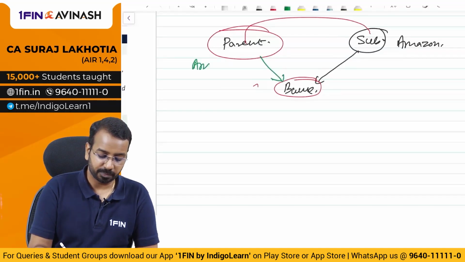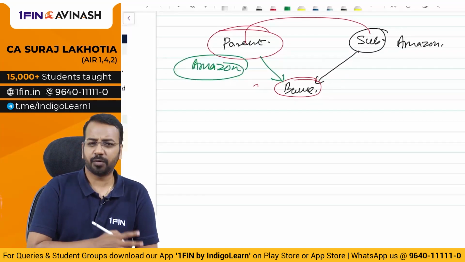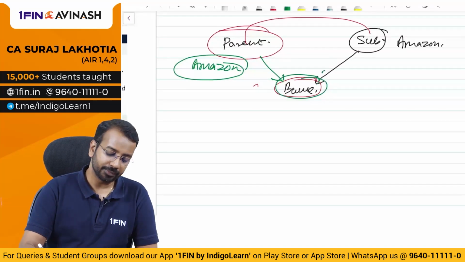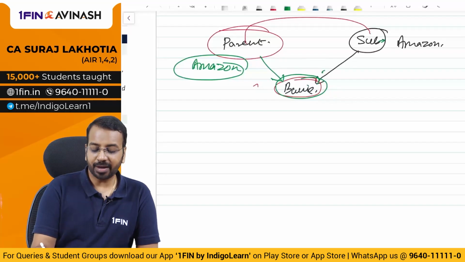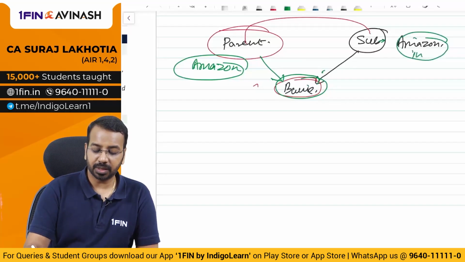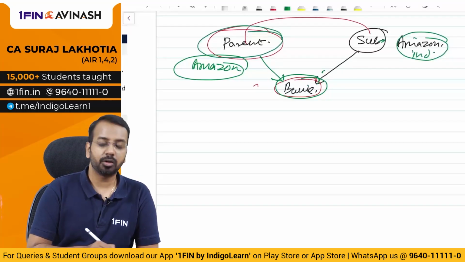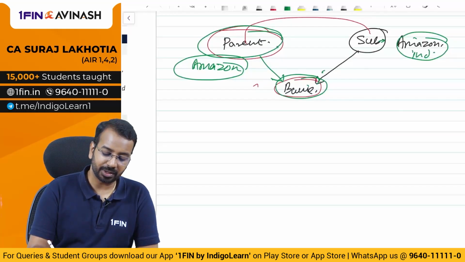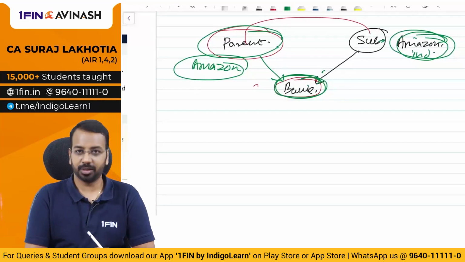Parent is Amazon US. Amazon US has lot of profit, lot of assets. So what Amazon US says is, bank, don't worry, give the loan to Amazon. If Amazon India doesn't pay, we will pay the loan. So what happens here? Parent is giving a guarantee to the bank that if the subsidiary doesn't pay, then the parent will repay the loan.